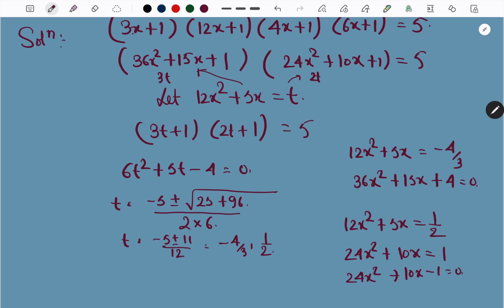Now we are required to find the real values. So there are two equations. Now for the first equation, if we find the discriminant, 25 minus 576, delta is less than 0, so no real solution.